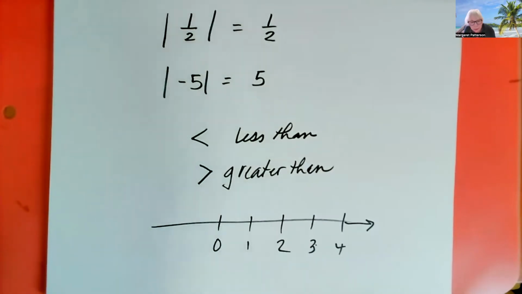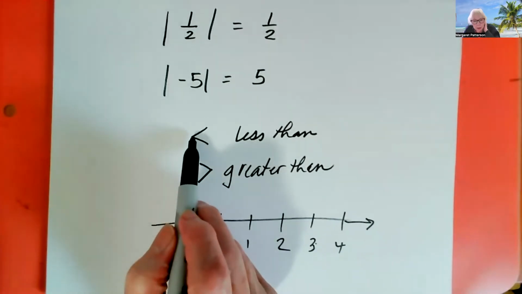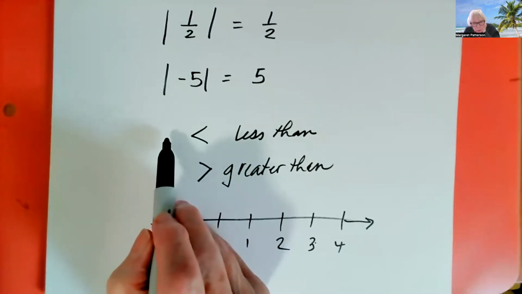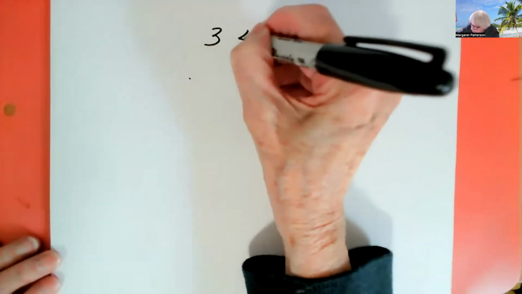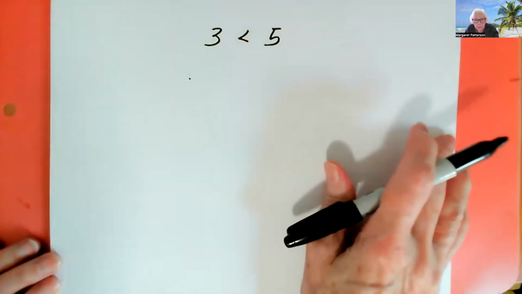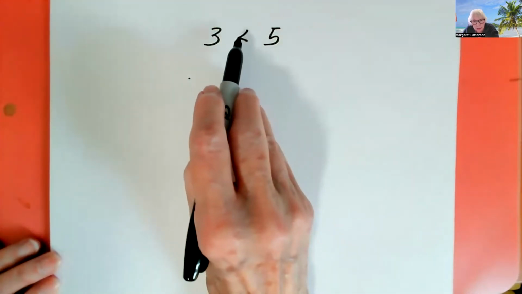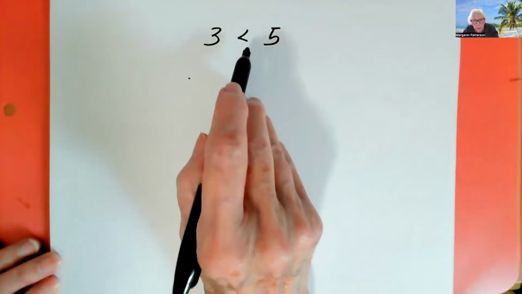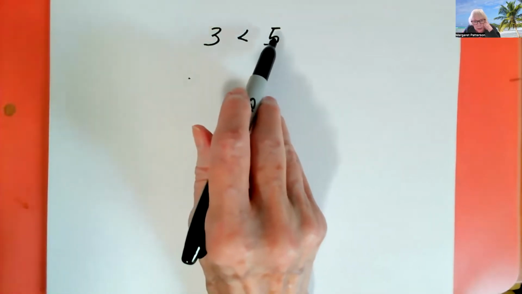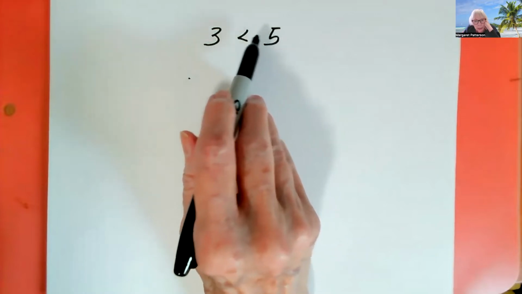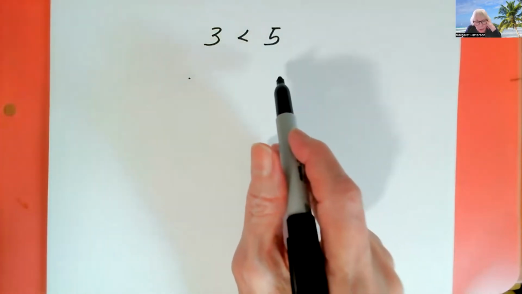Students, depending on what age they are, were taught all kinds of crazy ways to do it. One way is the small part will be next to the small number, the large part will be next to the larger number. So for instance, 3 is less than 5. The small part of this inequality symbol is next to the smaller number, and the open part, the large part, is next to the bigger number. That's how they taught it to grade school students.